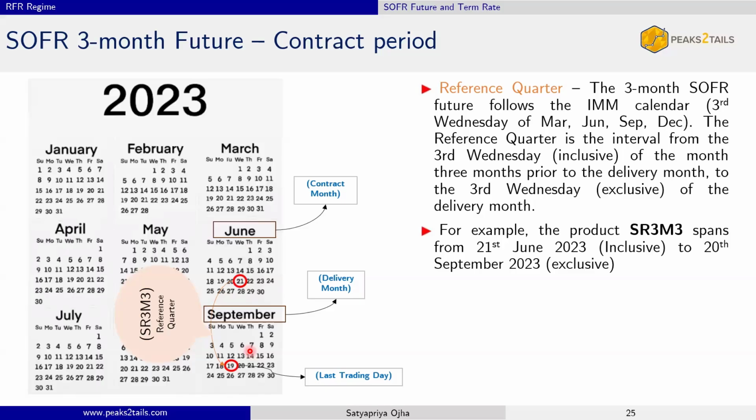But please understand how we infer what they call the reference quarter, because it's a 3-month period. How do we infer the start date and end date? It's the third Wednesday of the contract month, including that date, inclusive, and the third Wednesday of the delivery month, which is exclusive. We don't include the 20th. The last trading date is still the 19th. That is what you have to remember.